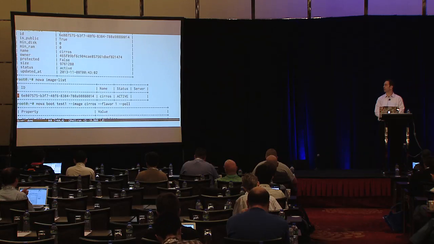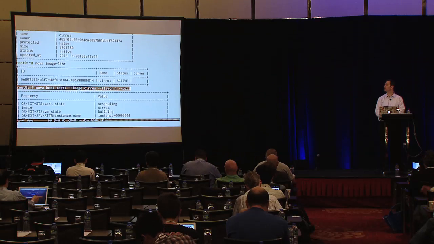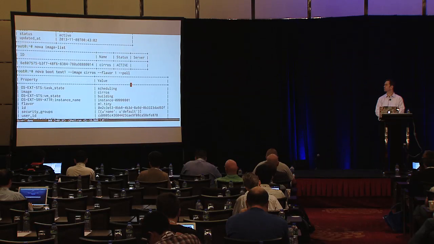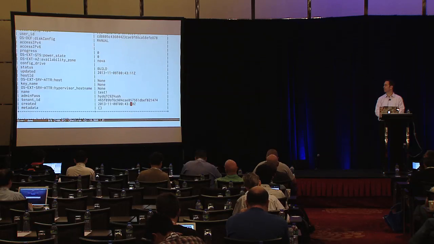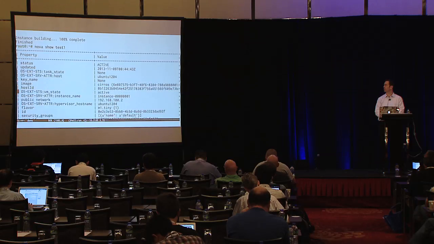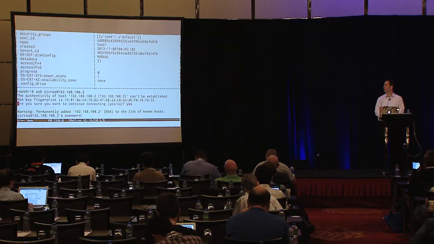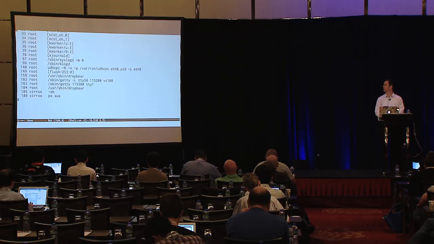That part can be automated. Here's the list of the images. It worked. Then I did nova boot, test an image, and I built that Cirros image. I looked at it and said, that's pretty cool. Show it to me. Yep, it's active. Well, let's go ahead and SSH into it. And so I actually SSH'd into the Cirros image and did a ps aux. Hey, Cirros, it's exciting.